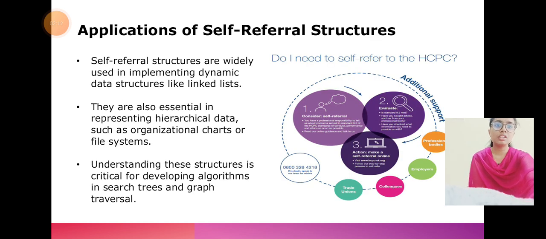Applications of self-referral structures. Self-referral structures are widely used in implementing dynamic data structures like linked lists. They are also essential in representing hierarchical data such as organizational charts or file systems. Understanding these structures is critical for developing algorithms for tree or graph traversal.